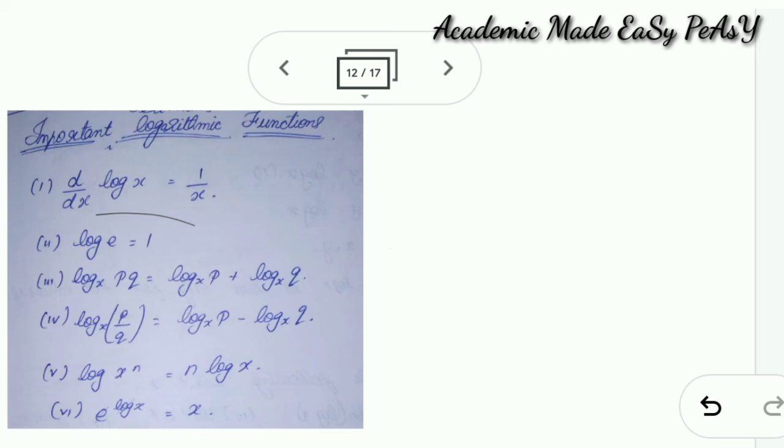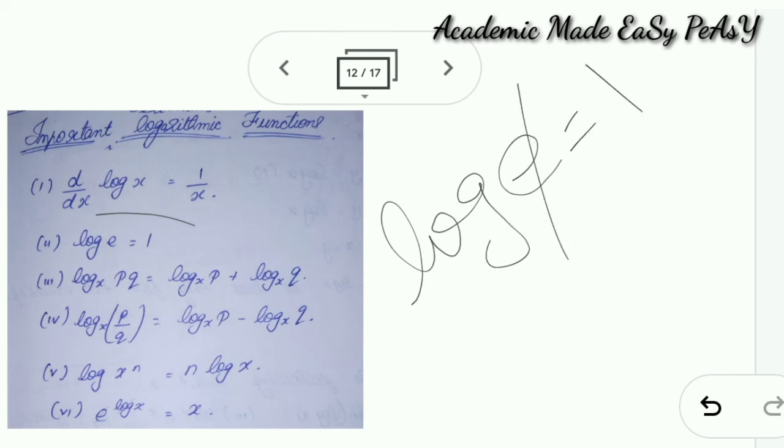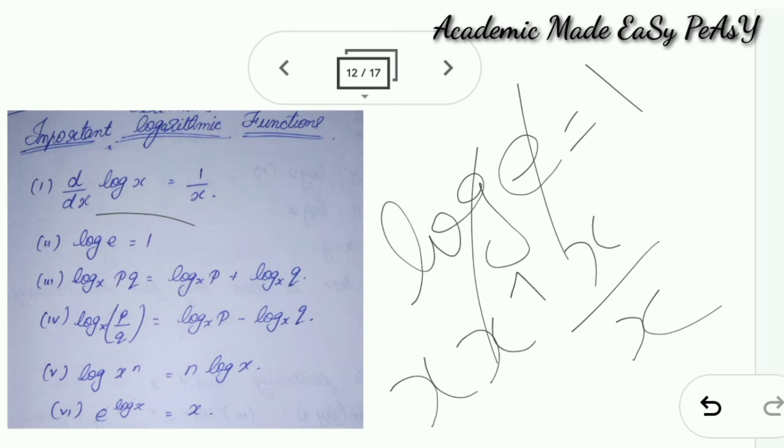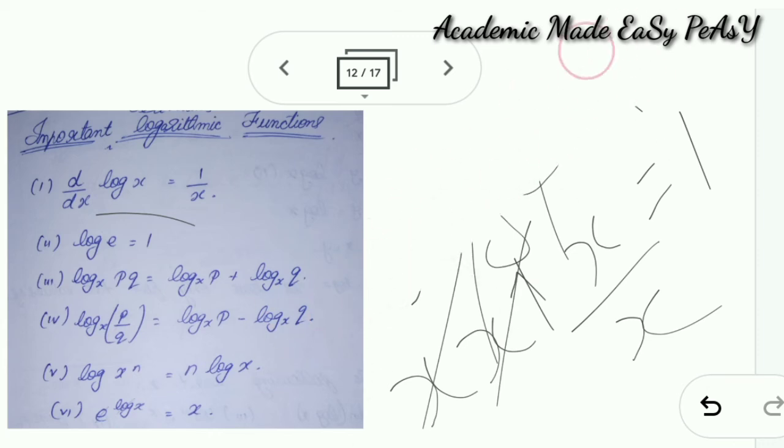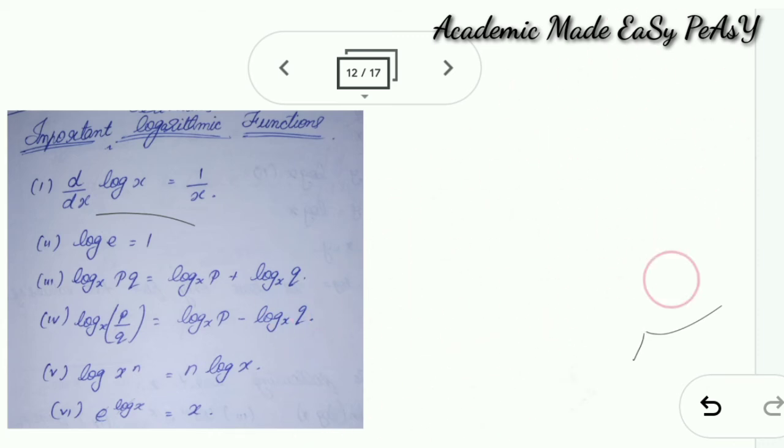So log e is equal to 1. See here, when log and e are together, it becomes 1, because log and e will get cancelled. It is just like x by x, no? Or x into x inverse, both are the same, no? So these two will get cancelled and it will become 1. It is just like that, log and e, if multiplied, then it becomes 1.